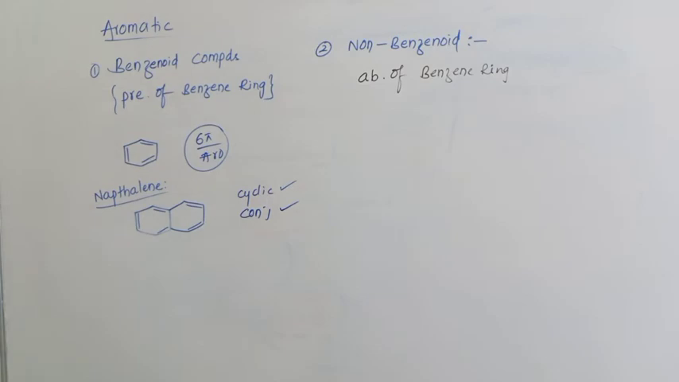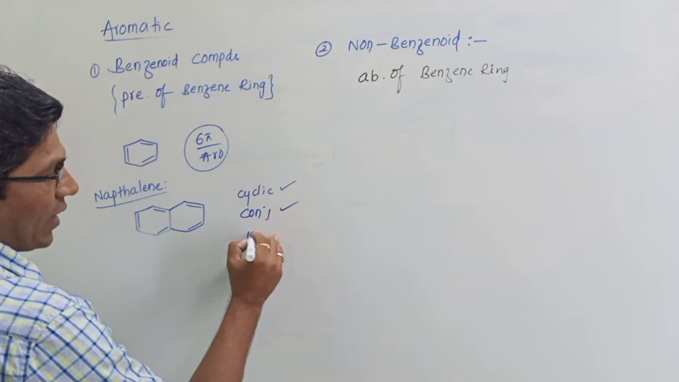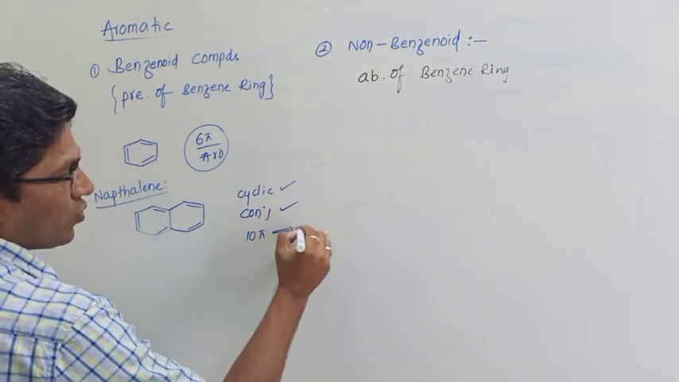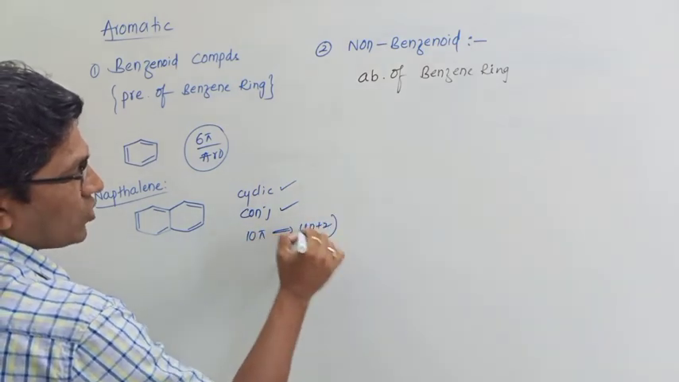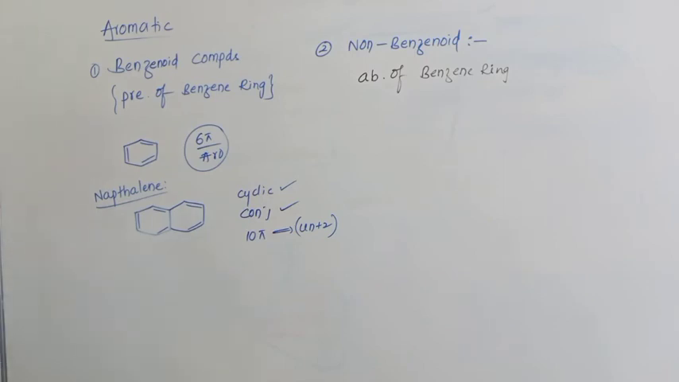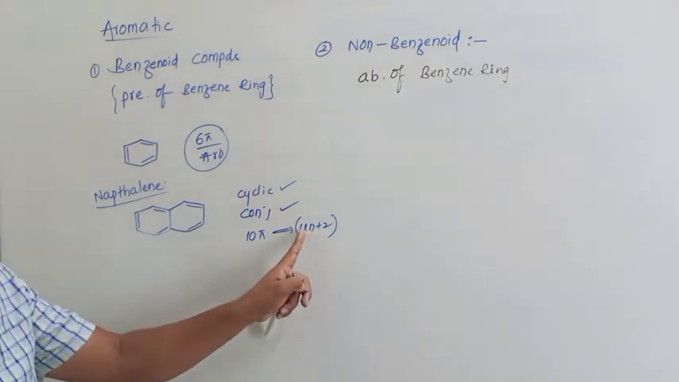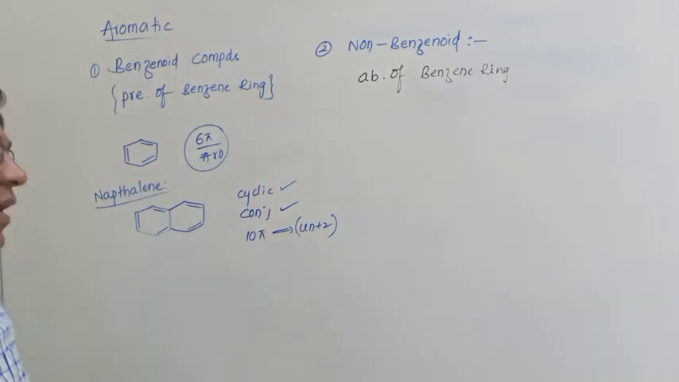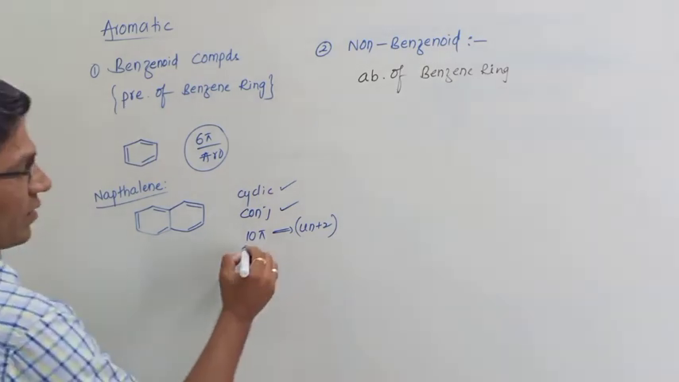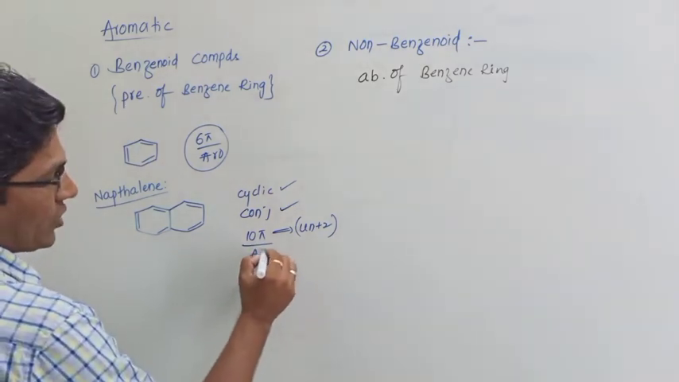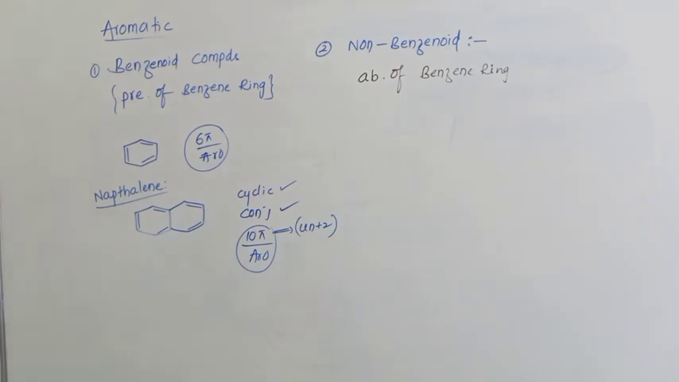Next, find out electrons. See, 1 π bond is equal to 2 electrons. Total how many? 1, 2, 3, 4, 5. 5 times 2, 10 π electrons. 10 π means it follows Hückel's rule, 4n plus 2. Keep n equal to 2: 4 times 2 is 8, 8 plus 2, 10 π electrons. Therefore, it is aromatic in nature.